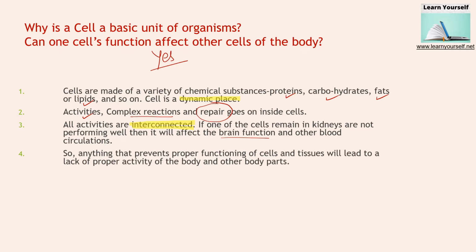And that's why the cell is a basic unit of organism, because all the activities and all the functions are happening at the cell level. So that's why we have learned this in chapter 5, that the cell is a basic unit of organism and it is a basic functional unit of organism.